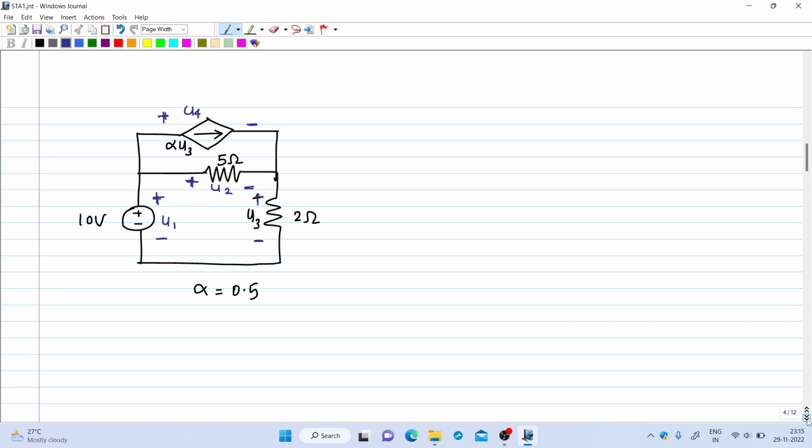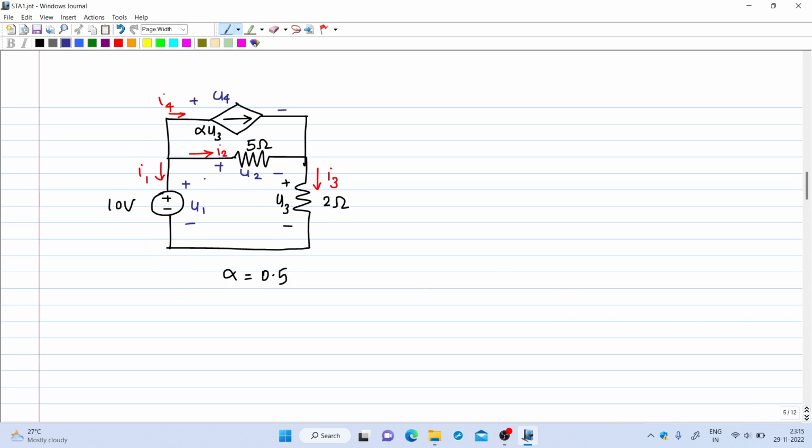Now branch currents. We will mark branch currents. I1 is the branch current flowing through branch 1. The direction is taken such that it enters the positive terminal of the branch voltage U1. Then the second branch current is I2 and you can see that it enters the plus terminal of U2. Then the third branch current is I3. Here also it enters the plus terminal. And the fourth branch current is I4. So branch currents are also marked.